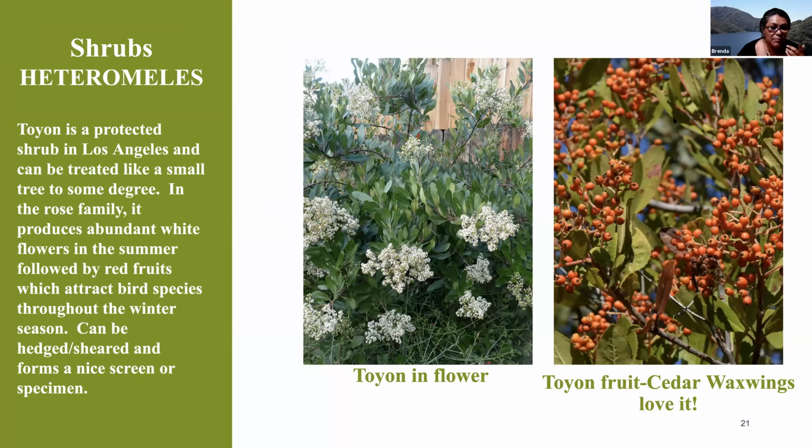Heteromeles: hetero is different, and meles is apple. Different apple. Because you can see on the right, the fruit is a little different kind of apple. It is also in the rose family, which is the apple family, and these fruits are considered pome, which is the same as apples.